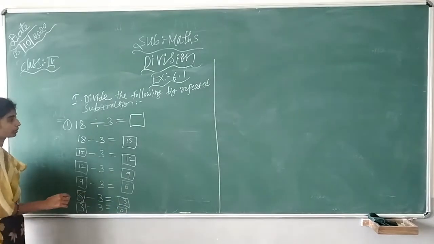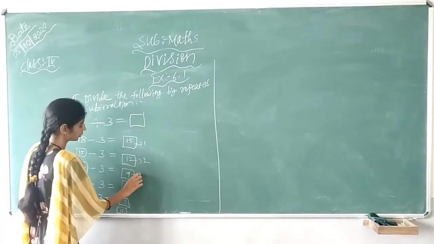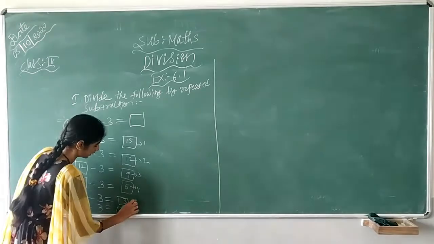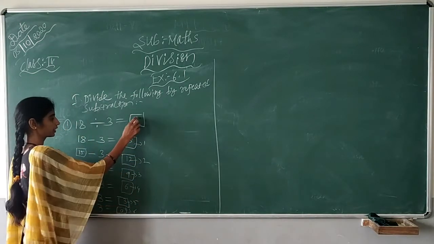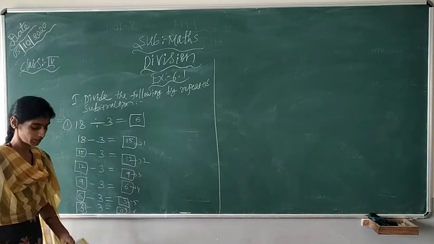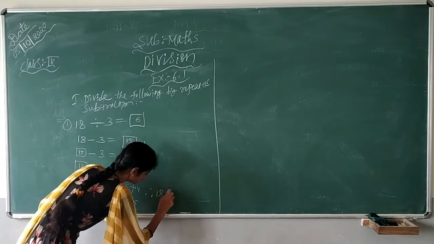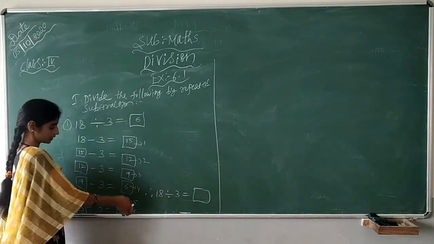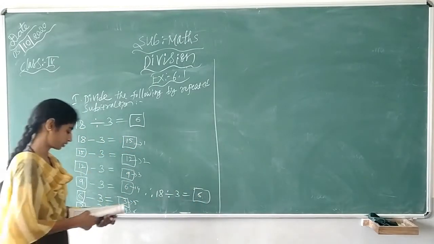So now how many steps are there? 1, 2, 3, 4, 5, 6. Total 6. Then your answer will be 6. It's very simple, right? Therefore, 18 divided by 3 equals how many steps you have got? 6 steps. So your answer will be 6. It's very simple, children. Okay?